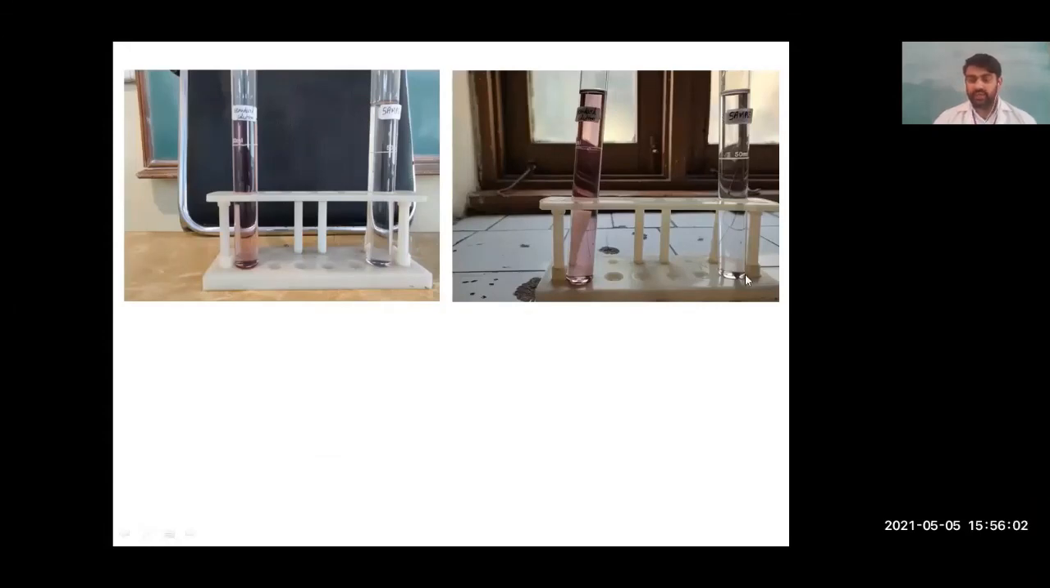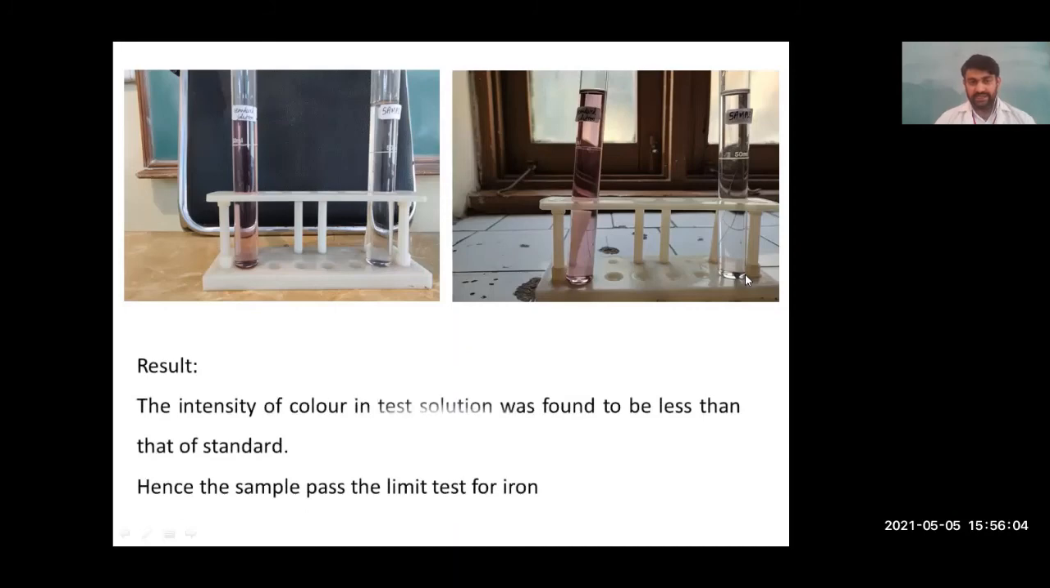Hence we can say that the intensity of color in the test solution was found to be less than that of the standard. Hence, our sample passed the limit test for iron. Or after observing the color in both solutions, we can say that our sample is free from iron impurity as no color has been produced.